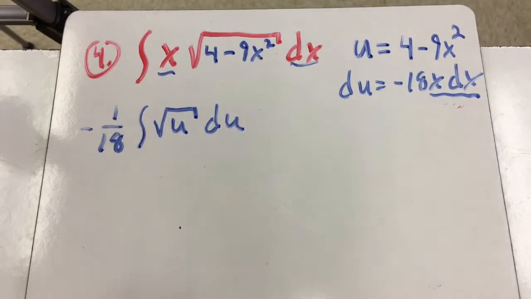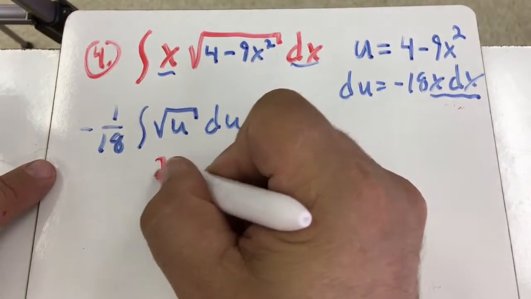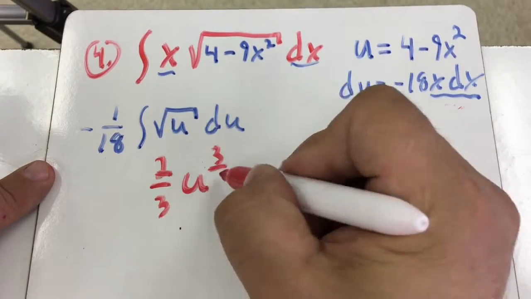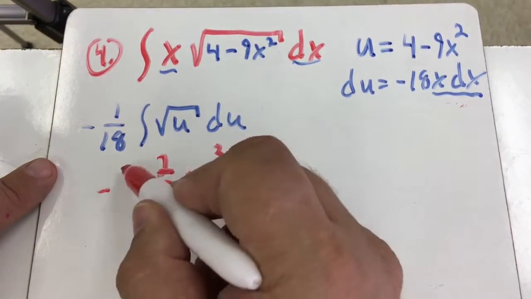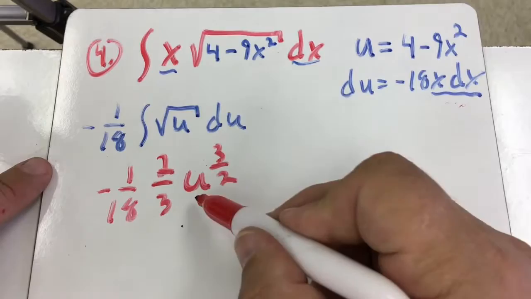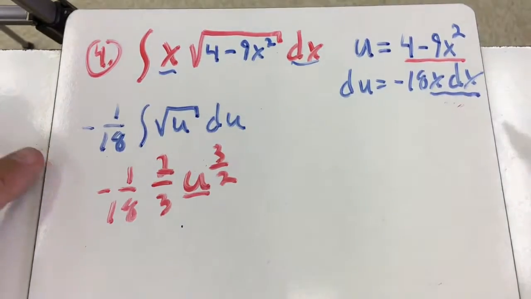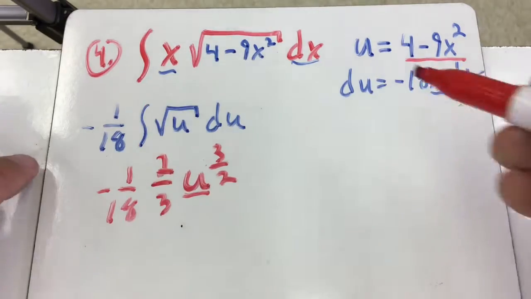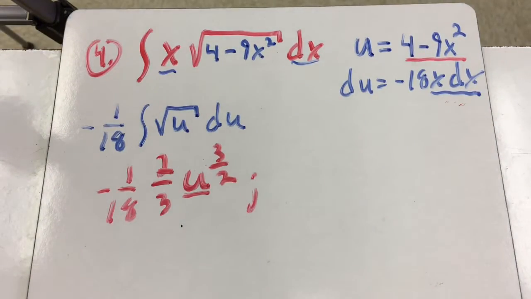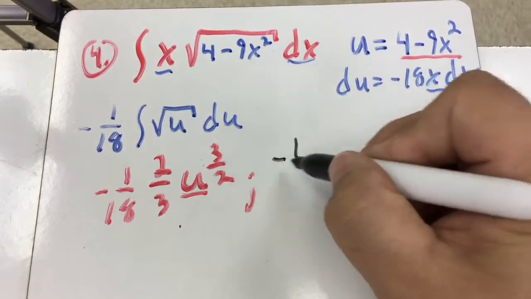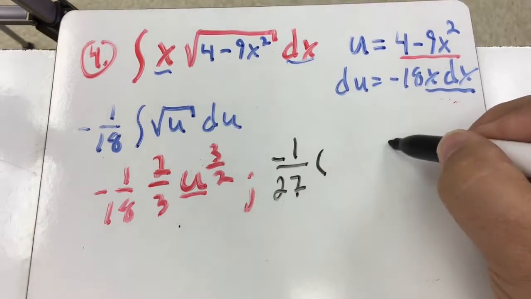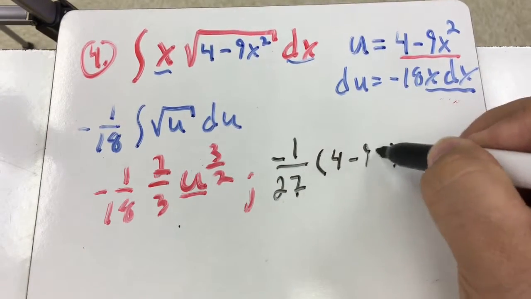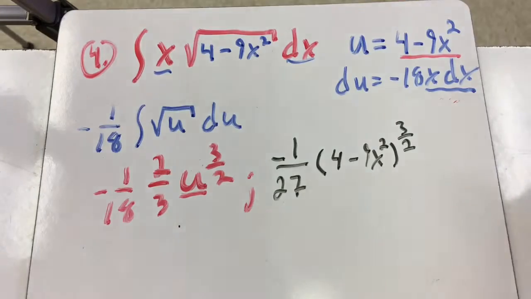The antiderivative of square root u, I hope you committed to memory, that's going to be 2/3 u to the 3/2. Don't forget the negative 1 over 18. So I have a little arithmetic to do over here. I have to back sub in the u with the 4 minus 9x squared. That's going to give me 1 over 9, 9 times 3. So my final answer should be negative 1 over 27 times 4 minus 9x squared to the 3/2 plus c.